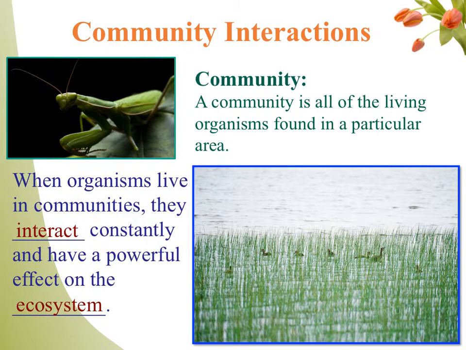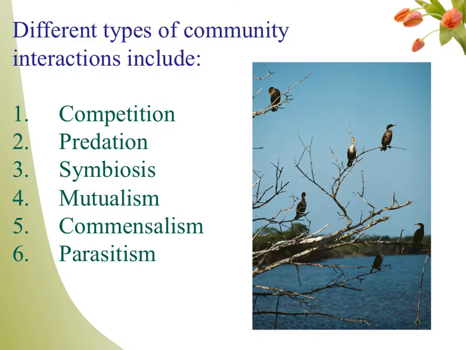Since ecology is all about relationships, a community is all the living organisms and their relationships in a particular area, and these organisms interact constantly and have a powerful impact on the ecosystem. A community has many different relationships. The ones that we're going to look at in this presentation are going to be competition, predation, symbiosis, mutualism, commensalism, and parasitism.